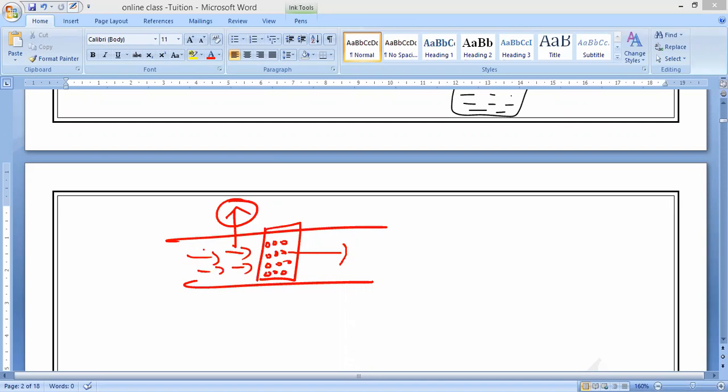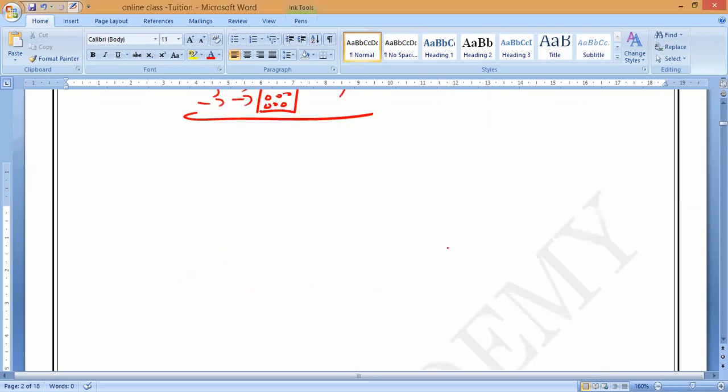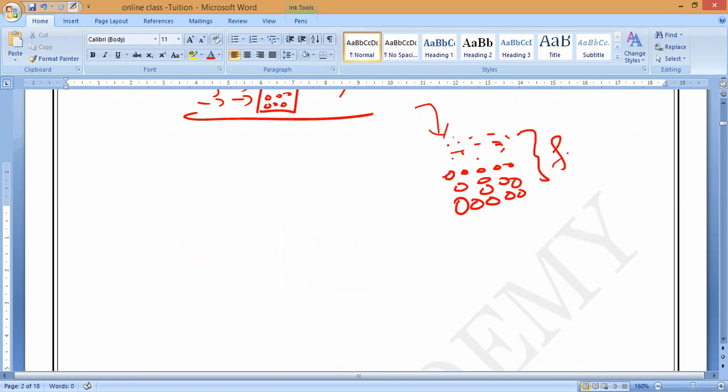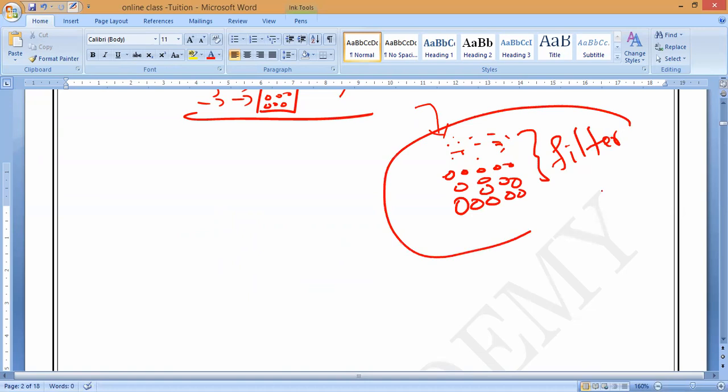Most of the cases you may have studied in the lower classes, we can use different layers of sand: the finest sand, next coarse solids, as well as coal. If you use these three layers and pass the water through them, it will work like a filter. Is it yes or no, guys? Yes, sir. So that is why the finest sand is also called a filter.